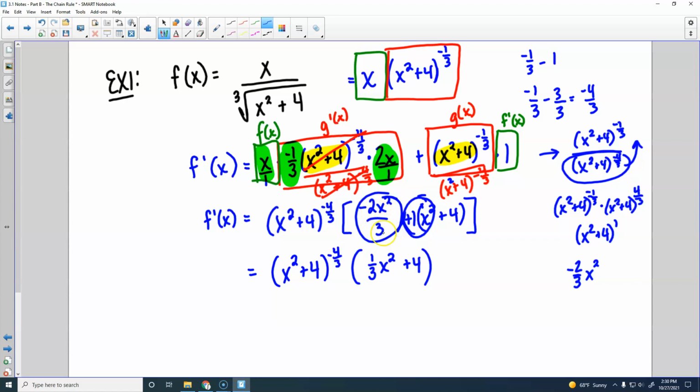So negative 2/3 x squared plus this 1 x squared right here. Yeah, I could distribute that 1, but negative 2/3 x squared, and it's like plus 1, so that's like 3 over 3 x squared, and that's going to give you 1/3 x squared.